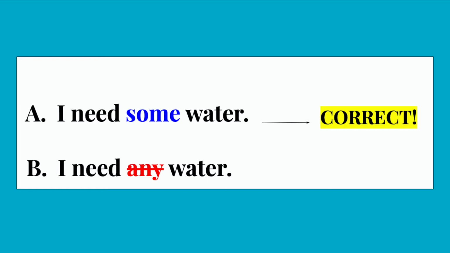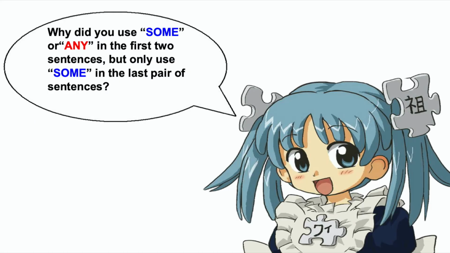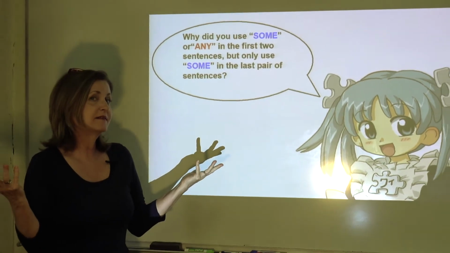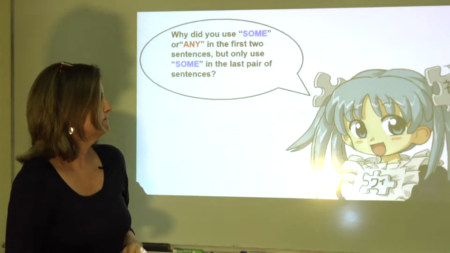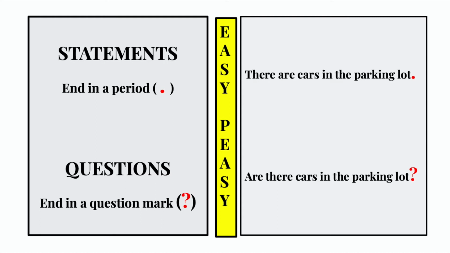But you might be asking yourself, in the first set of questions, we could use both, some or any. But in the second questions, we could only use some. Why? Well, this is very easy peasy, and I'm going to show you how to do it. There's some things that we need to understand first, and the first step is to know the difference between a statement and a question. Remember, statements end in a period.